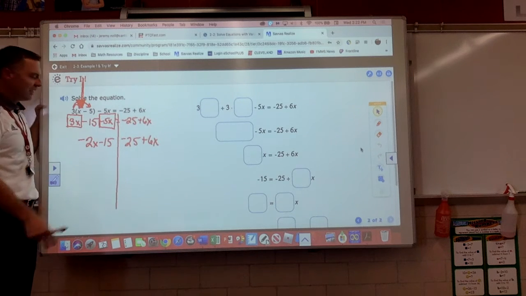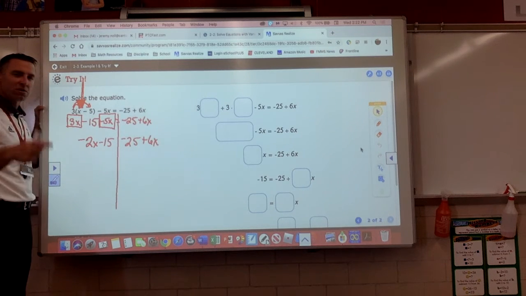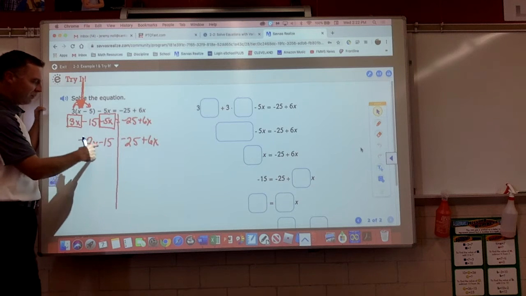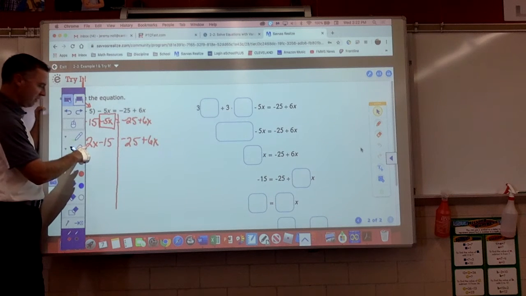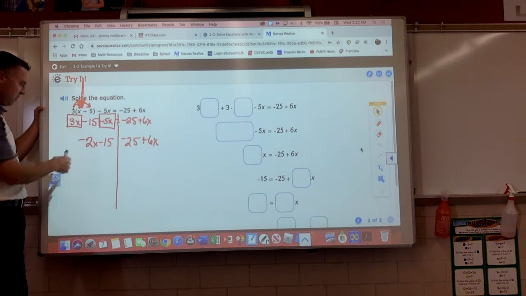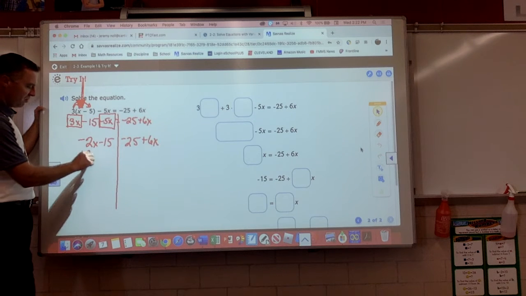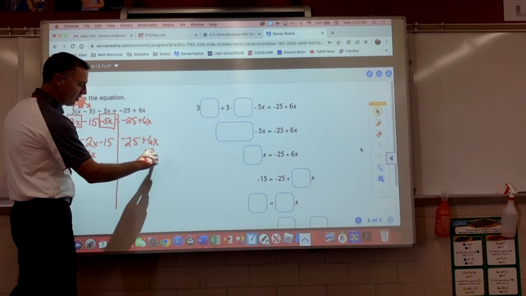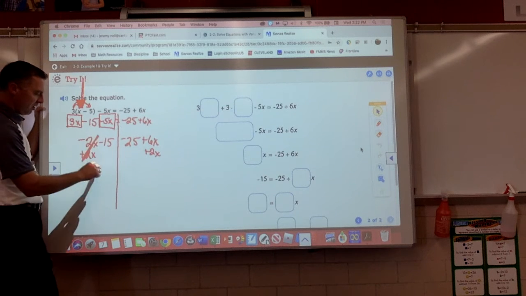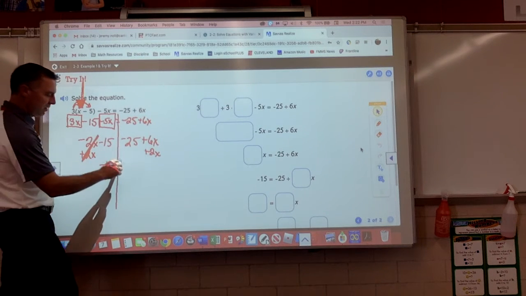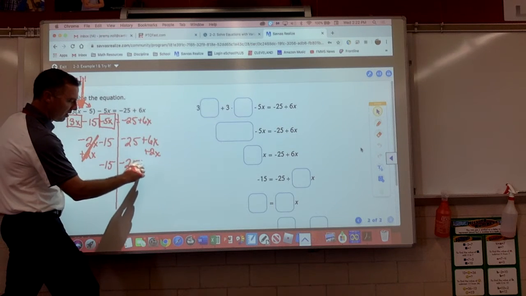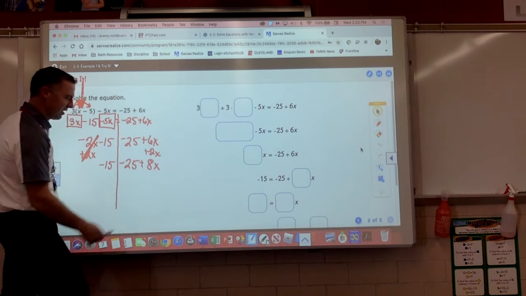Once again, back to lesson 2-2. Start with the smaller of the two coefficients. 6, negative 2. Negative 2 is smaller, so do the opposite. Use your inverse operations. This is now gone. We're left with negative 15 equal to negative 25 plus 8x.